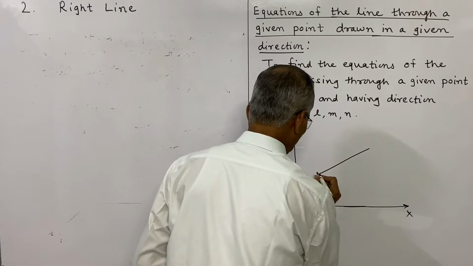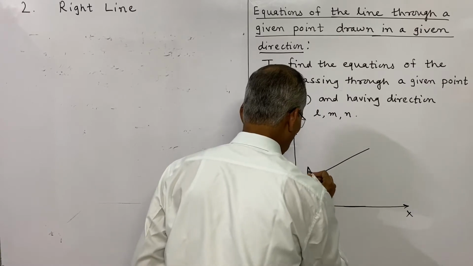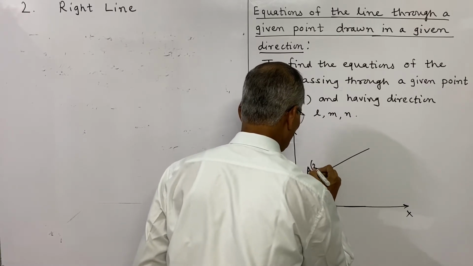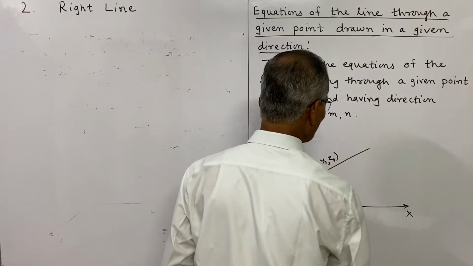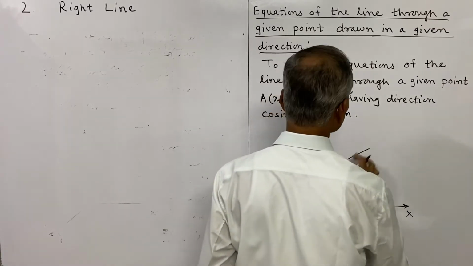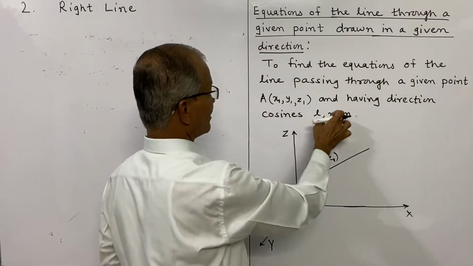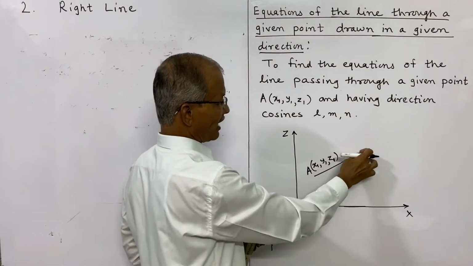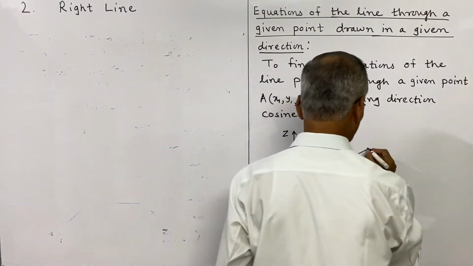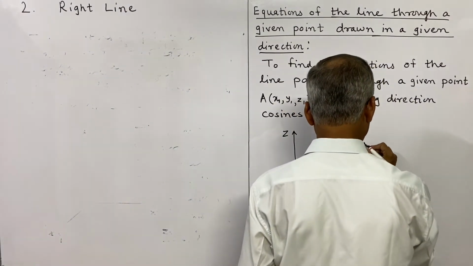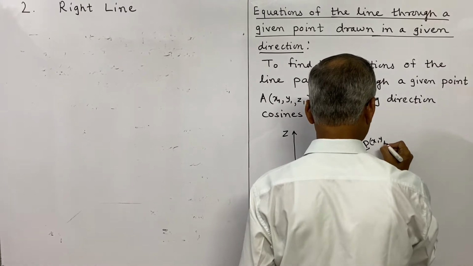This is the point A, whose coordinates are given as x1, y1, z1, and we will consider the direction having the direction cosines of this line. A has the direction cosines l, m, n, and we take a point P on this line whose coordinates are x, y, z.